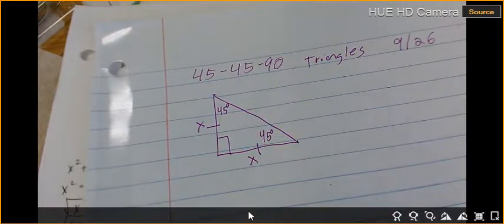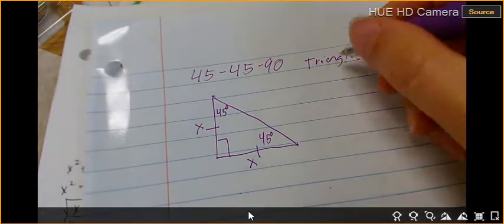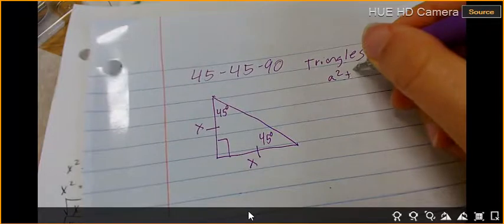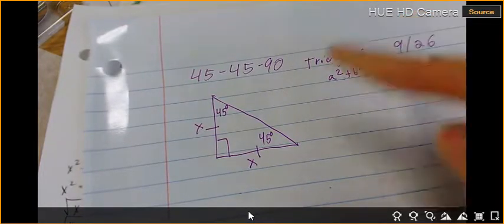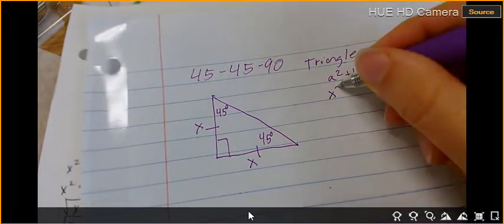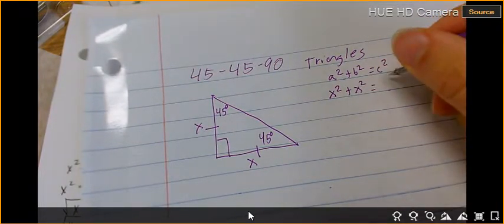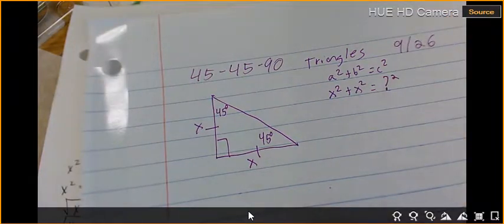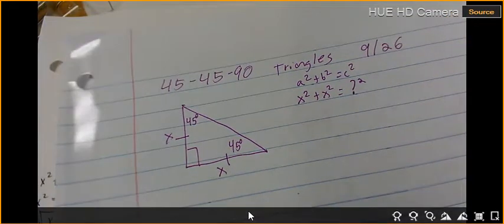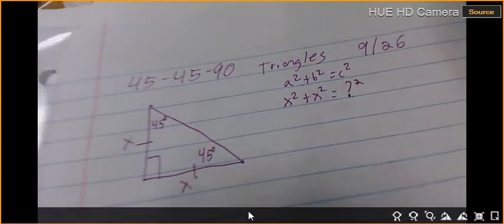All right. So Pythagorean theorem means that I'm going to do a squared plus b squared equals c squared, right? And in this case, we know a is x and b is x. Instead of putting c squared, I'm going to put a question mark because we want to know what that is going to be because we're trying to find a formula. Everybody with me so far?